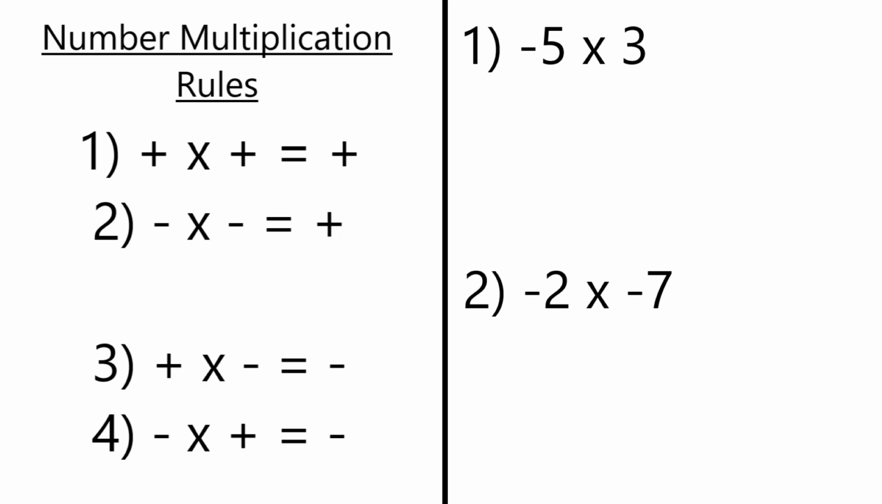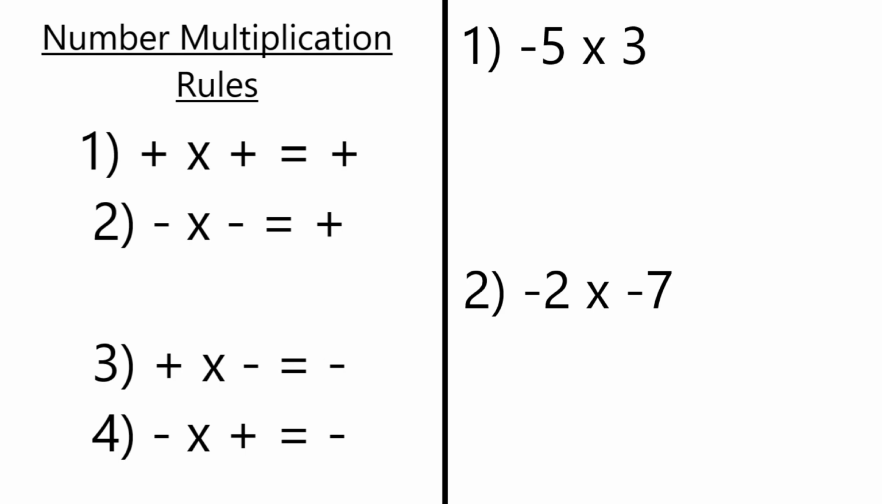I think the best thing to do with all of these is just practice, and eventually you're just going to remember these rules. Now 3 and 4 are the other 2 scenarios, and that's when you have a positive times a negative or a negative times a positive. Both of those are going to result in a negative. So those are the 4 scenarios.